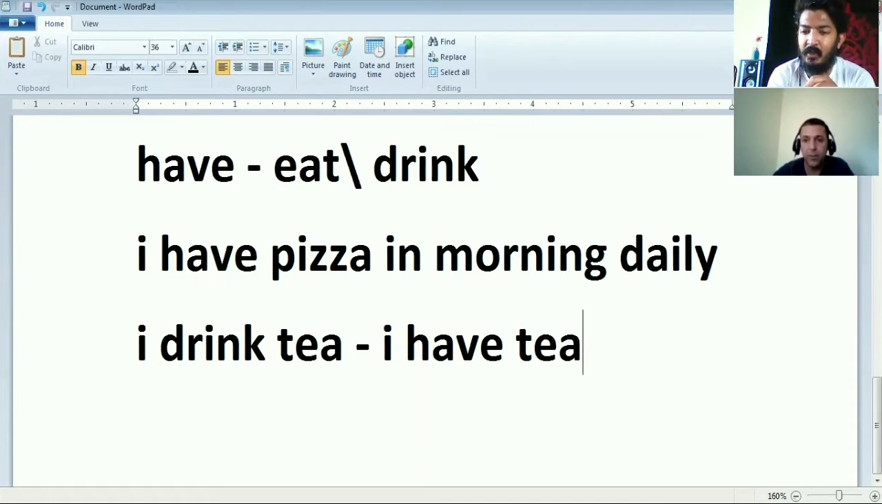Do you have tea in your office? Yes, I have tea in our office. All right. How many cups of tea do you have daily? 5 cups of tea. I have 5 cups of tea. Perfect. That's good. Now ask me.